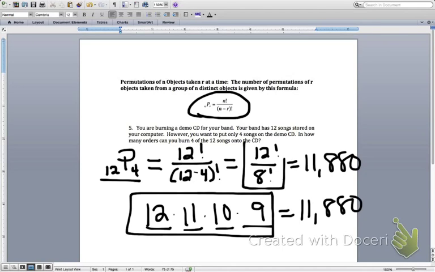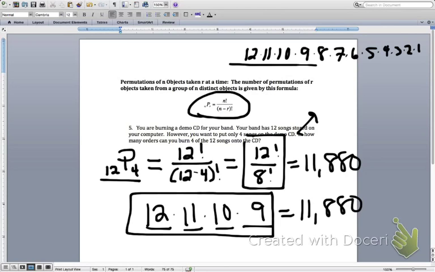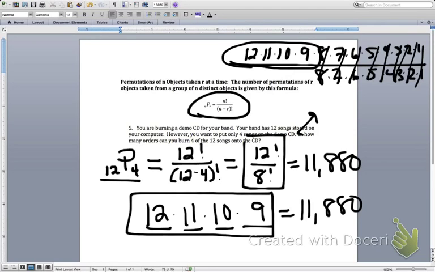You can see what I did here is the same thing as this. And let me show you what I mean by that. 12 factorial is 12 times 11 times 10 times 9 times 8 all the way down over top of 8 factorial. And you can see as I'm doing this what's going to happen. Since it's all multiplication, all of these will cross off, which leaves me with 12 times 11 times 10 times 9, which is what we got when we just thought through it using the second method.